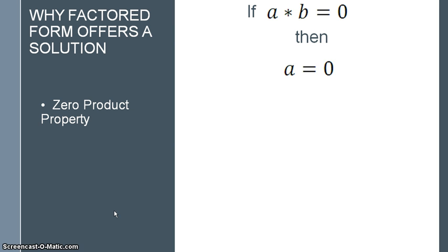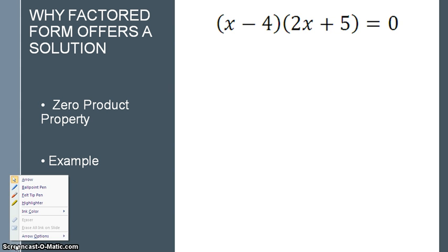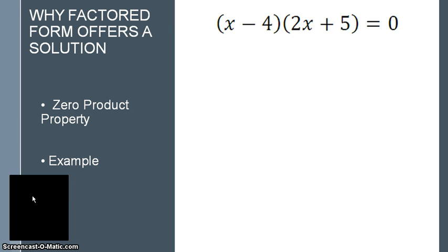A is 0, b is 0, or both of them are 0. So one of those three things is true, and we're going to use that to our advantage. So here's a factored form of a quadratic function. What this tells us is that one or both of those is true.